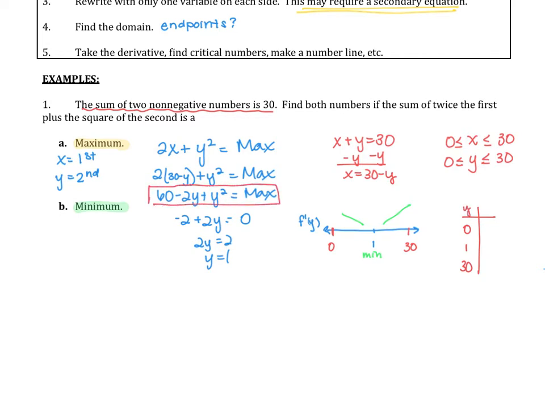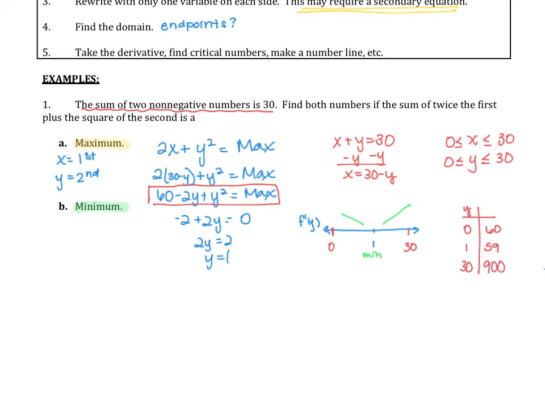If I plug in 0 for y, we get 60. If I plug in 1 for y, we get 60 minus 2, 58, plus 1 is 59. And if I plug in 30, that would be 60 minus 60 plus y squared, which would be 30 squared, which would be 900.